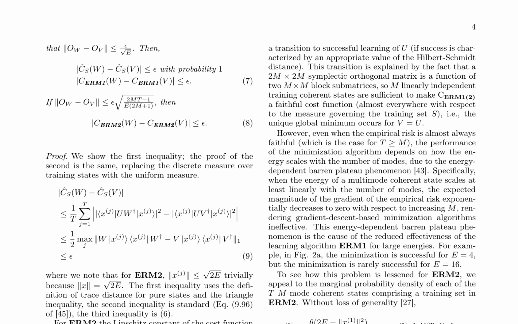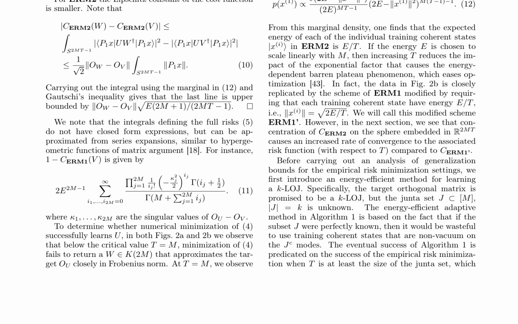Numerical minimization of the cost function reveals that below a critical value of t equals m, minimization fails to return a W that approximates the target U closely in Frobenius norm. However, at t equals m, a transition to successful learning of U is observed. This transition is attributed to the fact that a 2m×2m symplectic orthogonal matrix is a function of 2m×m block submatrices, making m linearly independent training coherent states sufficient to render CERM1, 2, a faithful cost function.